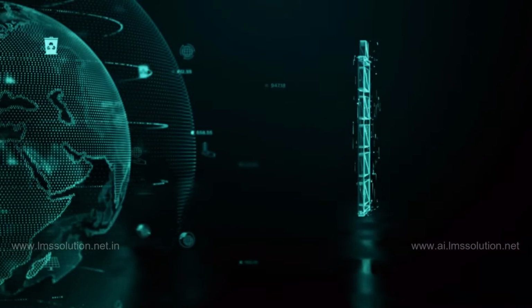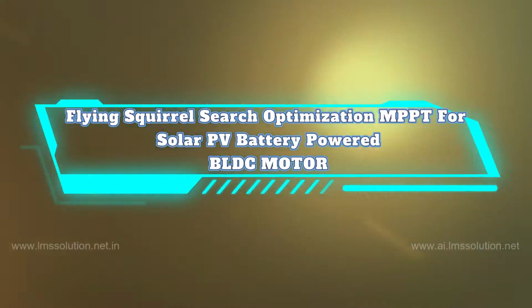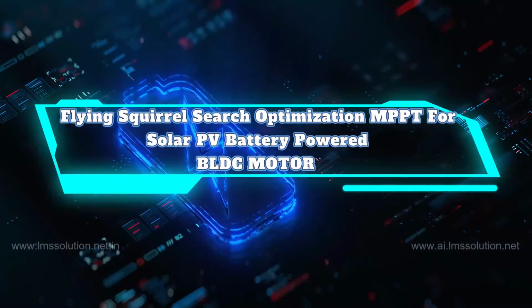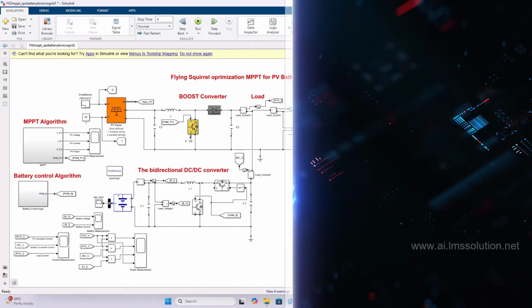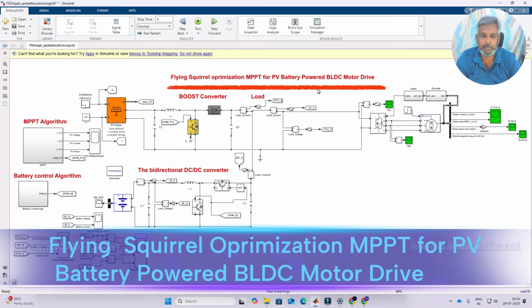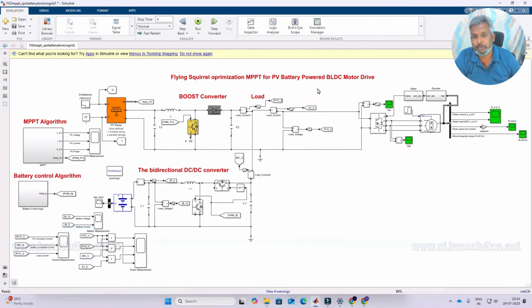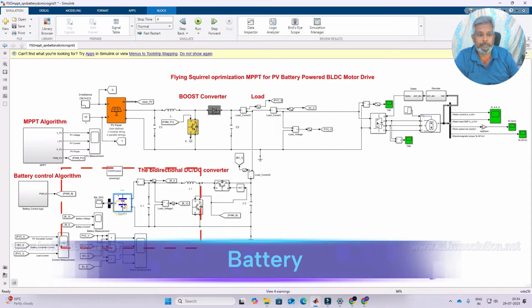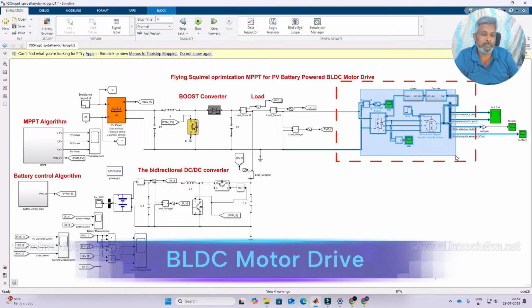Today we are going to see about a PV battery powered BLDC motor drive with flying squirrel optimization MPPT. This is a simulation model we developed for flying squirrel optimization MPPT for a PV battery powered BLDC motor drive. The system consists of a PV panel, a battery, and a BLDC motor drive.